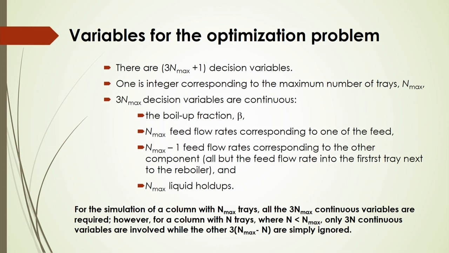So, for the simulation of the column with n max trays, all the 3 n max continuous variables are required. However, for a column with n trays, where n is less than n max, only 3 n continuous variables are involved, while the other 3 times n max minus n are simply ignored.